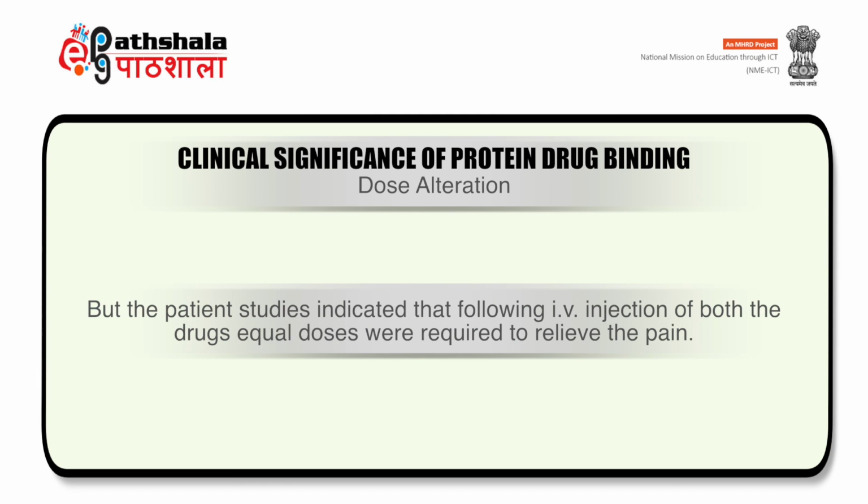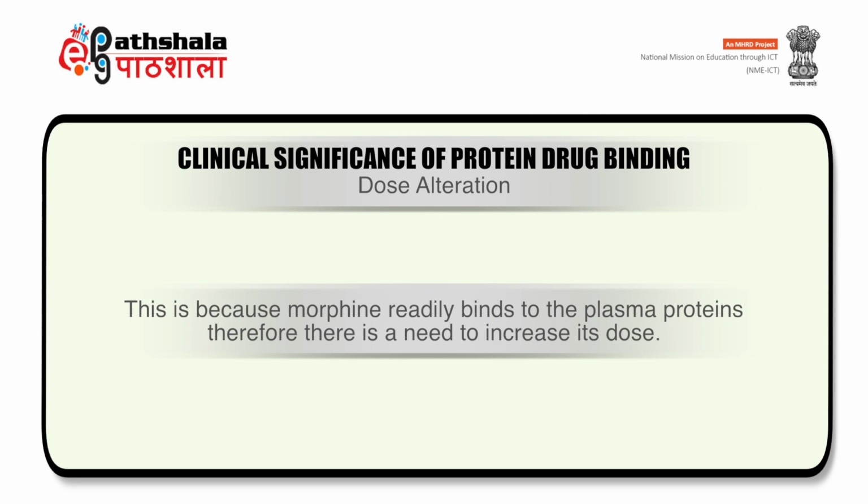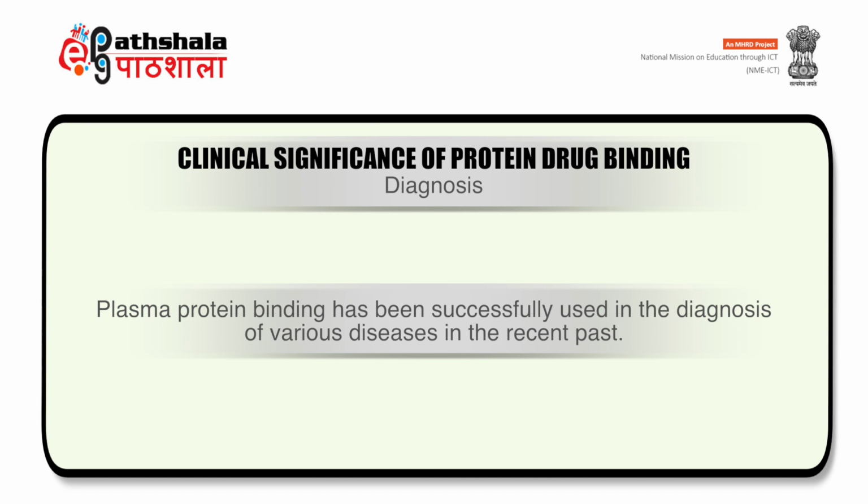But patient studies have indicated that following intravenous injection of both the drugs, equal doses were required to relieve the pain. This is because morphine readily binds to the plasma protein, therefore there is a need to increase its dose. Plasma protein binding has also been used for diagnosis of various diseases in the recent past.